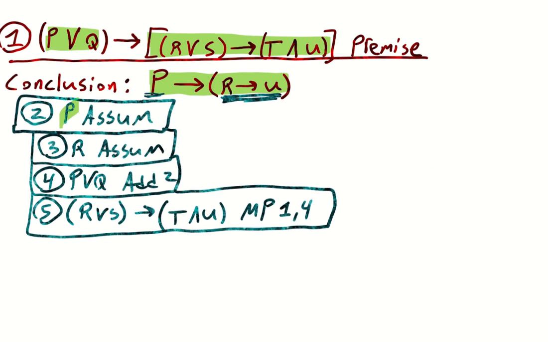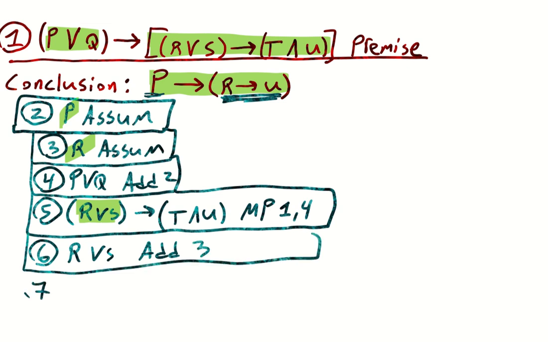Well, we have this R or S as the antecedent to a conditional. Here's R, so let's do the same kind of thing. We'll just say for line 6, R or S by the addition law, or addition rule, line 3. And then for 7, we could affirm that antecedent to get that consequent. So we can say T and U by modus ponens, 5 and 6.